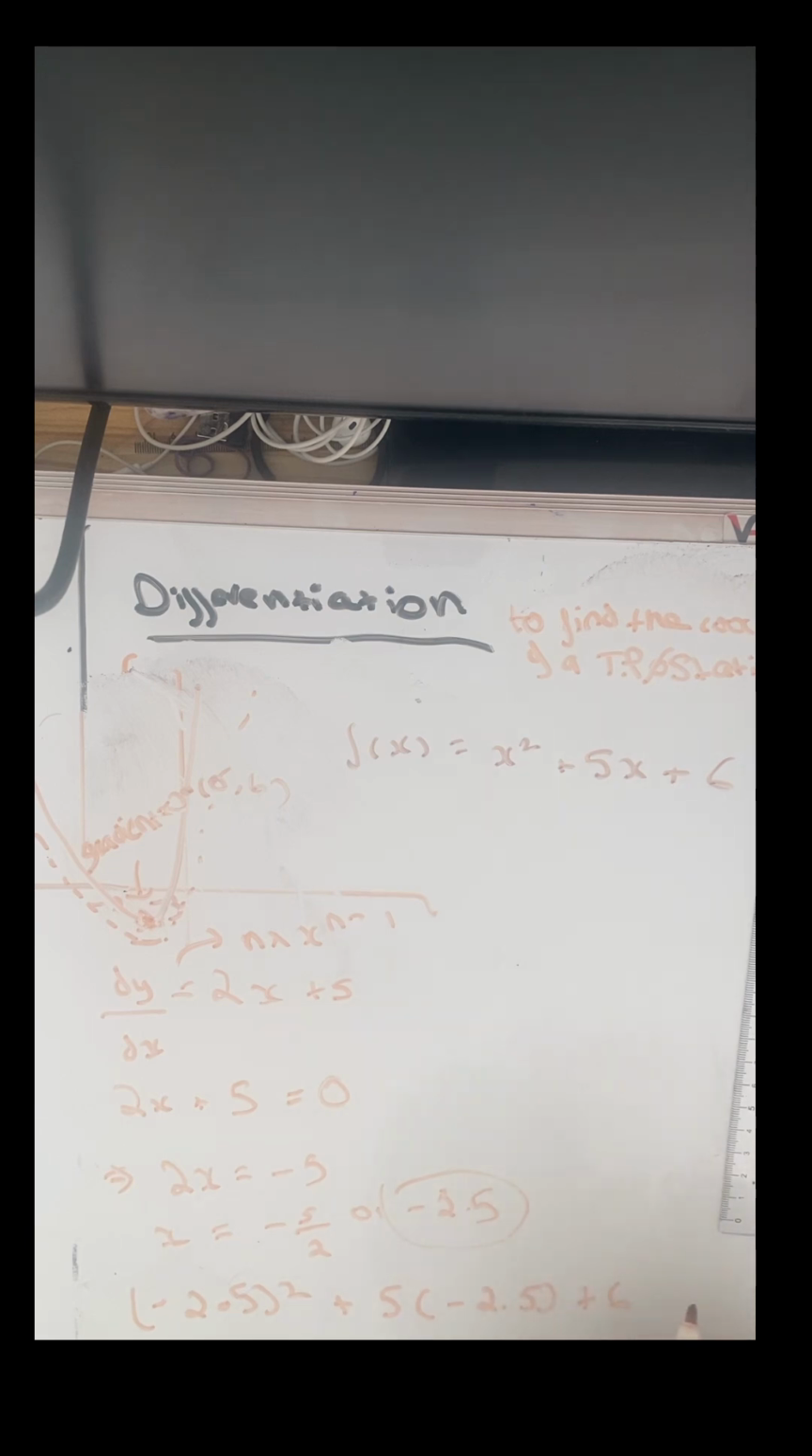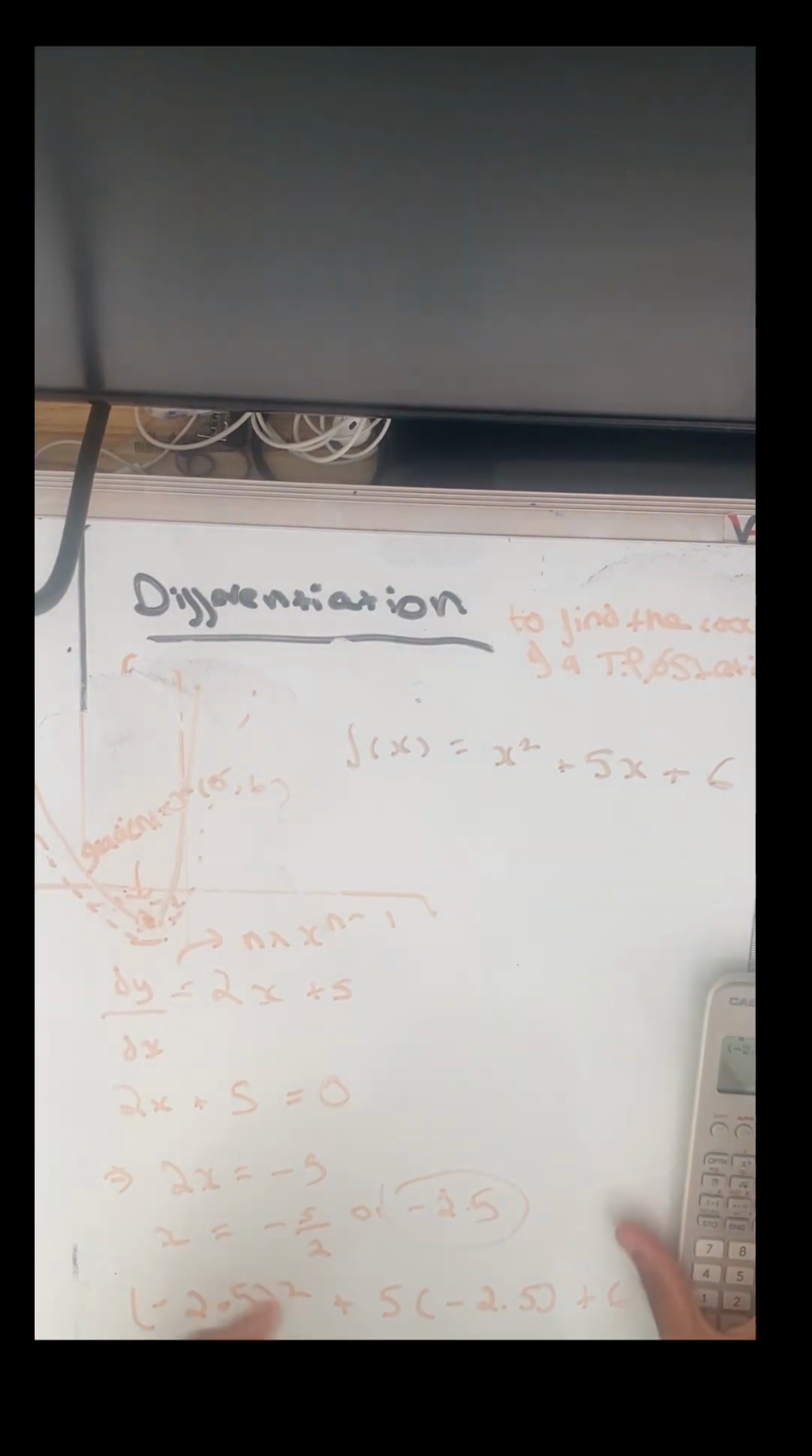Oh, my calculator has just died. Right, so minus 2.5 squared plus 5 lots of minus 2.5 plus 6. We get minus 0.25, I think. So minus 2.5, minus 0.25. And that broadly looks like it's correct, right? It's between minus 2, minus 3, and somewhere down here. So I hope that made sense.